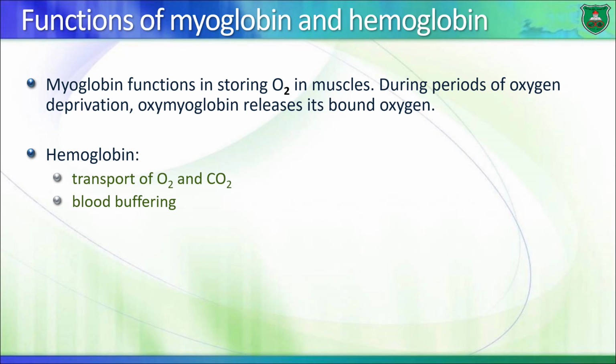Hemoglobin, on the other hand, functions mainly in transporting gases, mainly, of course, oxygen from the lungs to peripheral tissues, and on the way back it carries CO2 to the lungs and then it gets exhaled. Now, hemoglobin also functions in blood buffering. Being a very dominant protein in blood, it can maintain blood pH by binding and releasing protons.